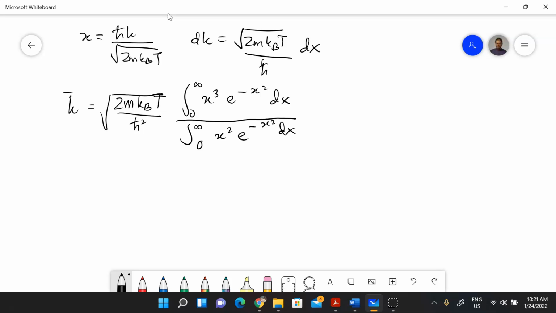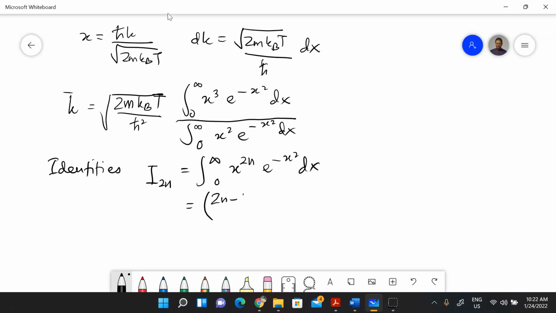Now, what are the identities that you need? It is the following identities of Gaussian integrals. I will call this I_2n for the case of even numbers, is to integrate x to the 2n with the Gaussian function. And the answer should be, one could actually do this proof much more systematically, but I'm just going to write down the formula.